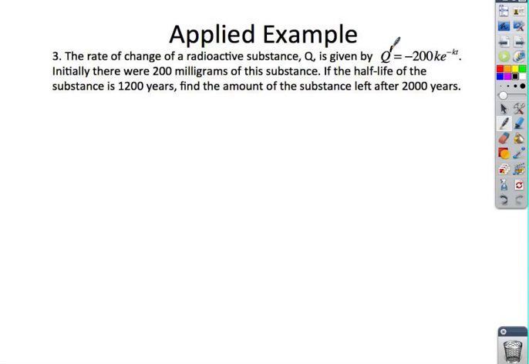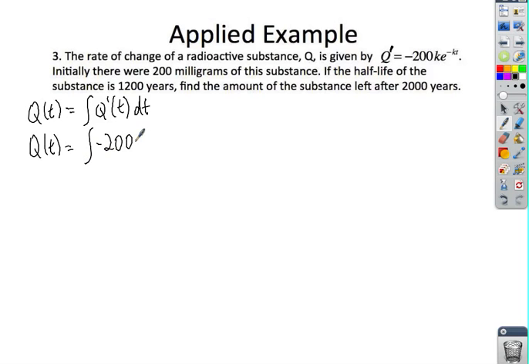So again, the question's asking about the amount of substance, or the quantity of the substance. All we have right now is the rate of change of the substance. So again, to find Q at t, we want the integral of the derivative function, the integral of Q prime dt if you want. So now we can write Q at t is going to equal, we'll substitute in the function now, negative 200 k e to the negative kt. I'll also apply the constant multiple rule in here.